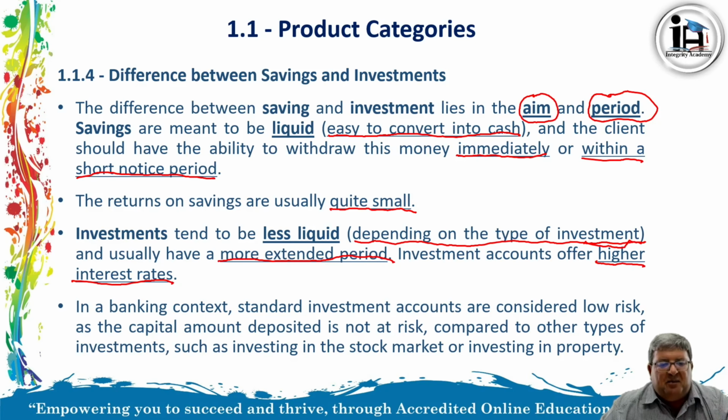So in the banking context, standard investment accounts are considered low risk because when you put your money in the bank account, it's very low risk as the capital amount deposited is not at risk at all, compared to other types of investments such as investing in the stock market. The stock market has very high interest rates, but also high risk, or investing in property.